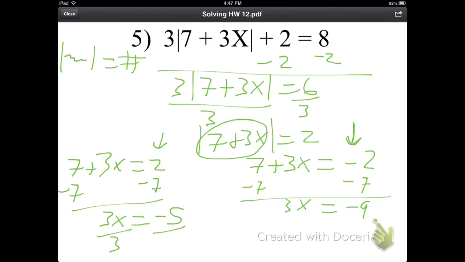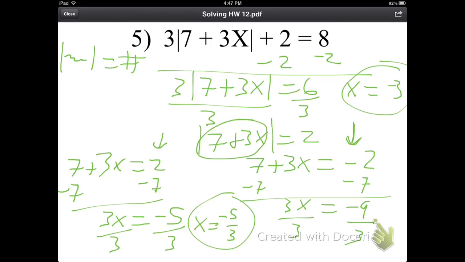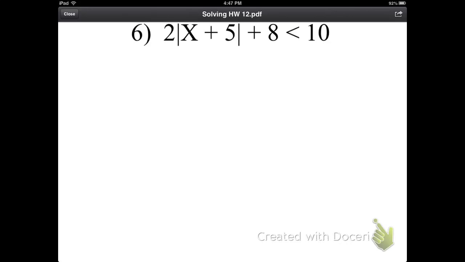So now I divide by 3, divide by 3, divide by 3, divide by 3. And on the left side, you get x equals negative 5/3. On the right side, I'm going to write it up top here, x equals negative 9 divided by 3 is negative 3. Ta-da. So x equals negative 5/3 and x equals negative 3. That's it for that one. And we'll move on to the inequality one, because these are always oodles of fun.